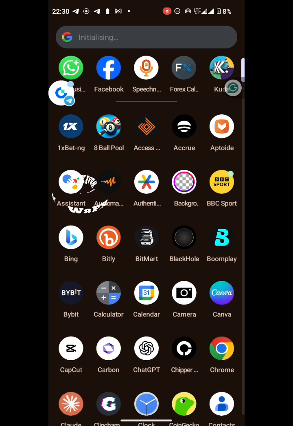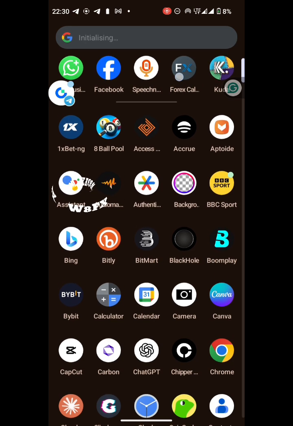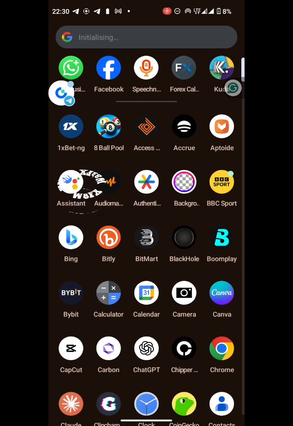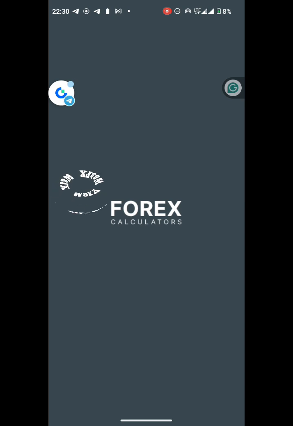Okay, this is the app on my Android phone here. Forex Calculator. You can see this is the logo. It's the same thing on iOS. You can get it from the App Store or Play Store on Android. Just search for Forex Calculator, and there are a lot of them, but this is the one I want to use for this tutorial. So you download it, then let me open it.